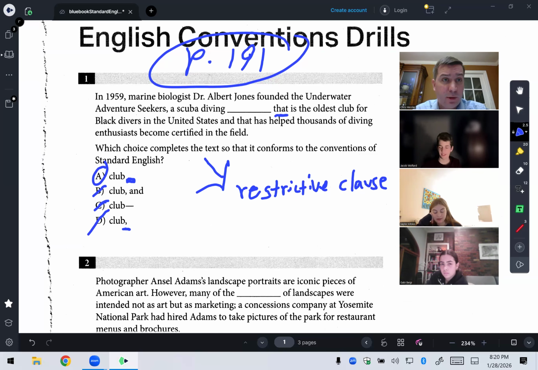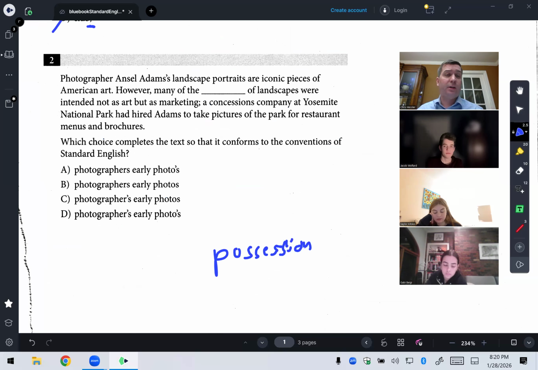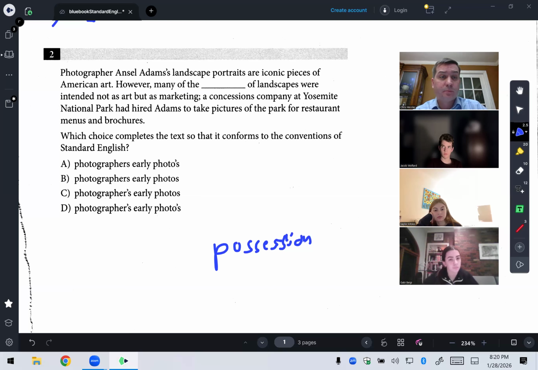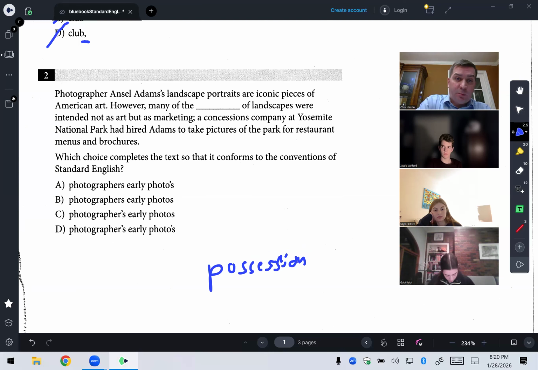Okay. The next one, they're testing this on possession. I can tell that it's possession because of all these apostrophe S's everywhere. I'm going to read it. Okay, photographer Ansel Adams's landscape portraits are iconic pieces of American art. However, many of the photographer's early photos of landscapes were intended not as art, but as marketing. A concessions company at Yosemite National Park had hired Adams to take pictures of the park for restaurant menus and brochures. So they're testing us on possession, and I'll just quickly review possession.